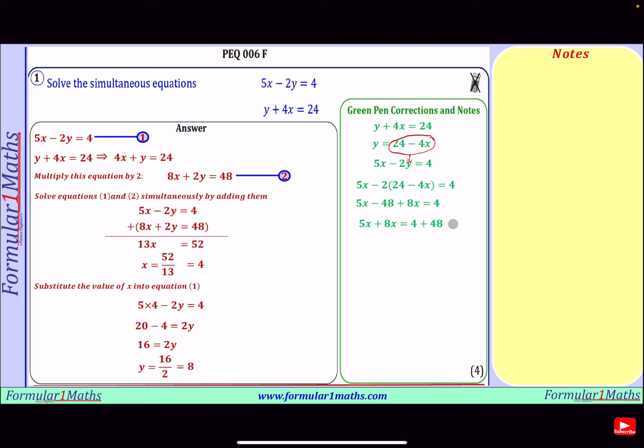And then again we simplify to get 13x equals 52, and you can see it's just like the equation we had before. So for x, you're going to get 4, and then we substitute in equation 1 again, and we're going to get exactly what we got before, which is 8. So that is question 1, using 2 methods of solving it.